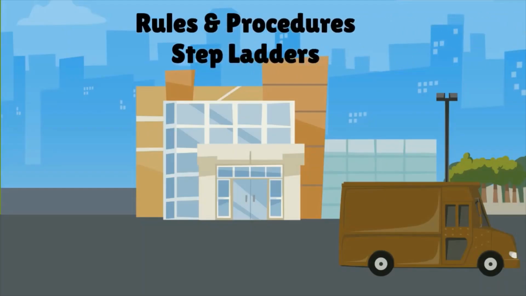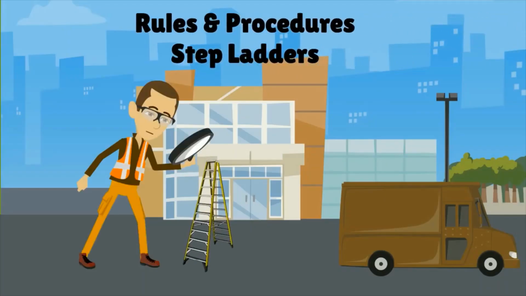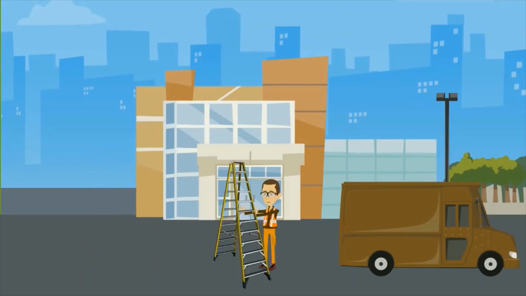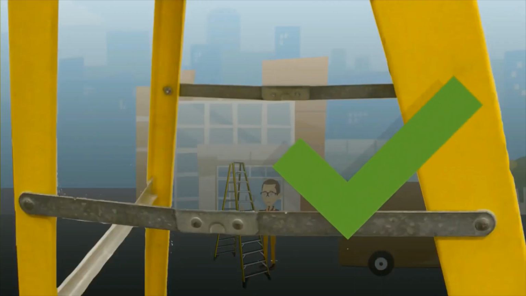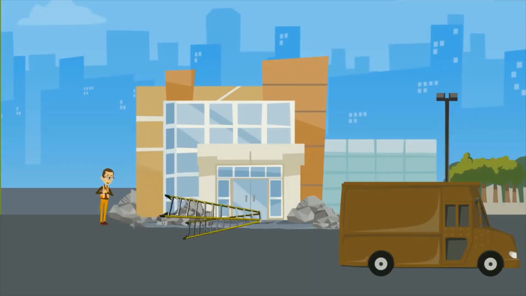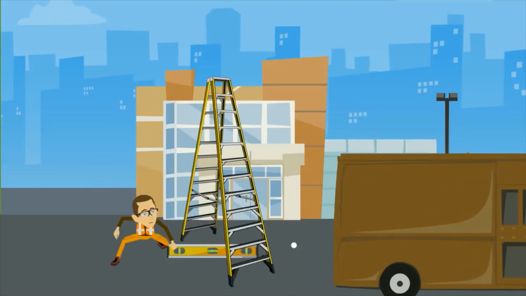Just like extension ladders, step ladders should always be inspected before use. When opening a step ladder, make sure the two hinged metal braces called spreaders are locked down and are straight. Never set up a step ladder on an uneven surface. Each of the feet must make firm contact with the surface of the ground or floor.